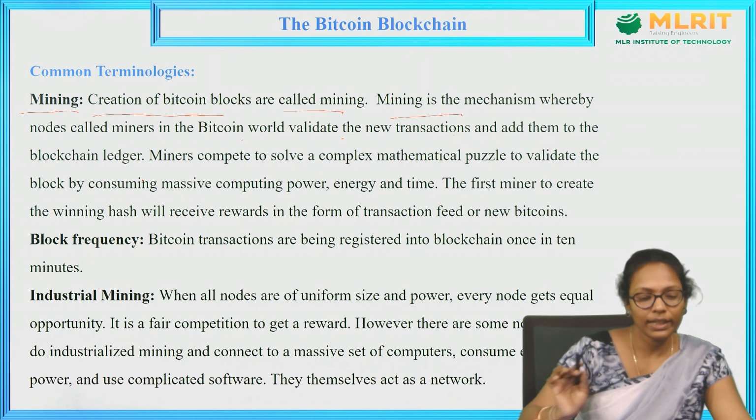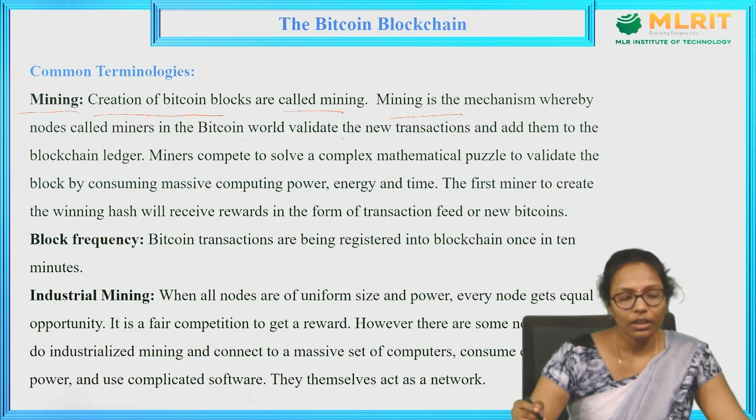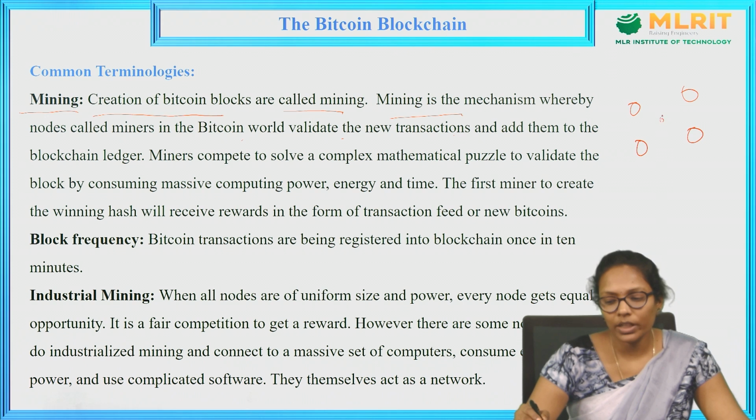For performing the mining, as we know, blockchain is a decentralized network. There is no central authority to validate any transaction. So how can we check whether a transaction is valid or not, and whether I can add this transaction to the network or not? How are we validating that? Using a process called the consensus mechanism.